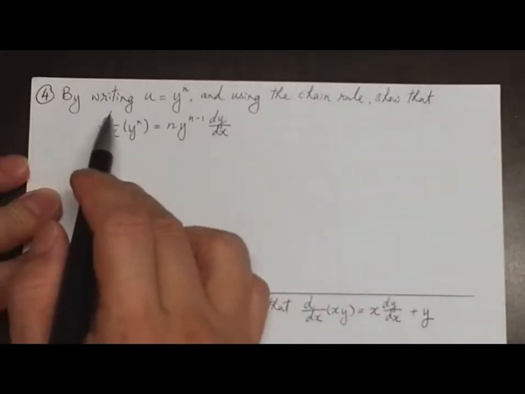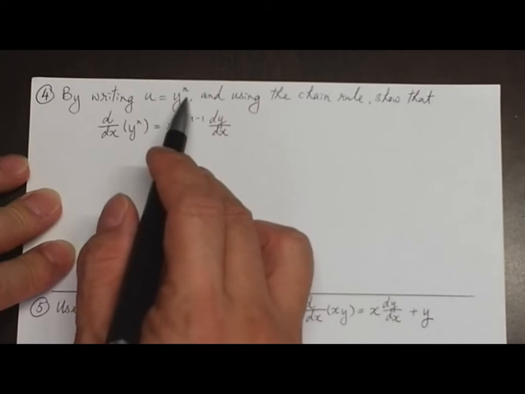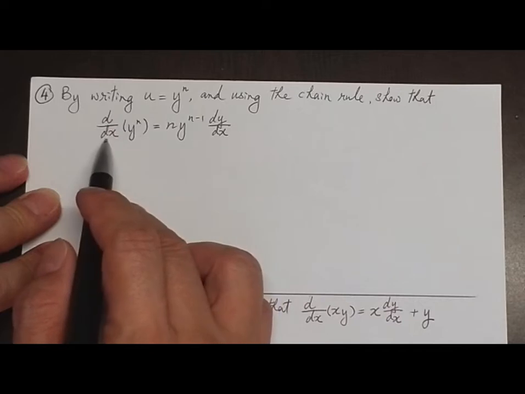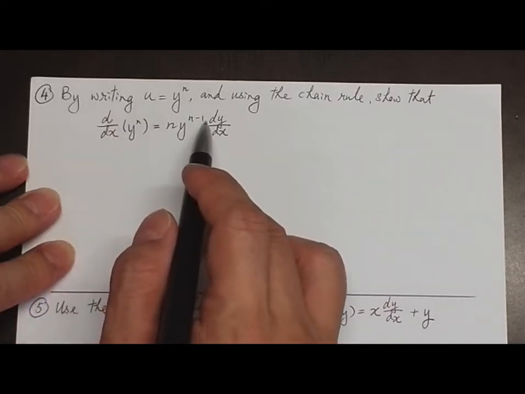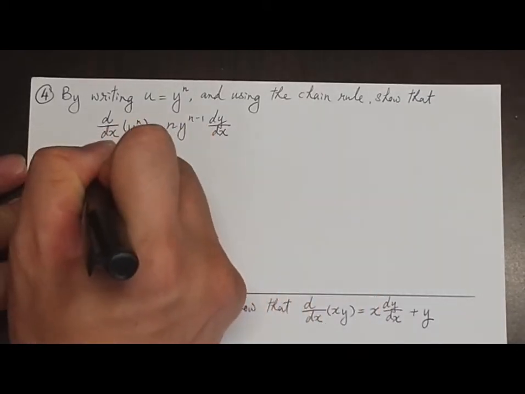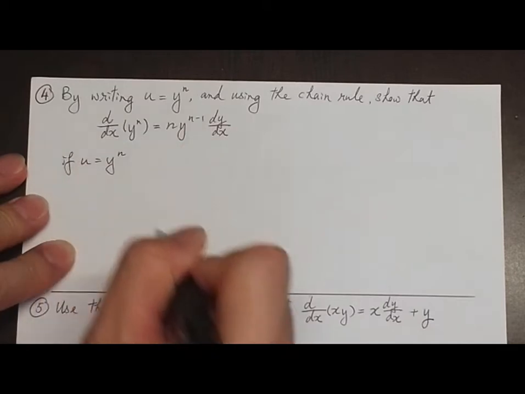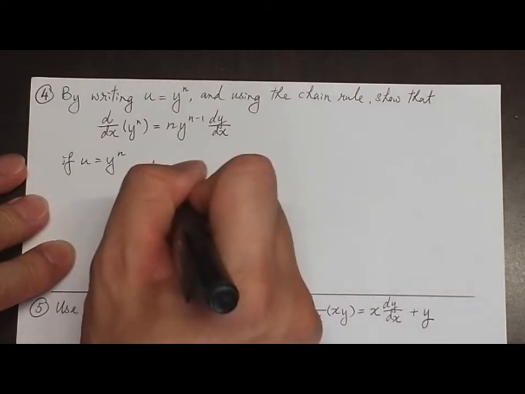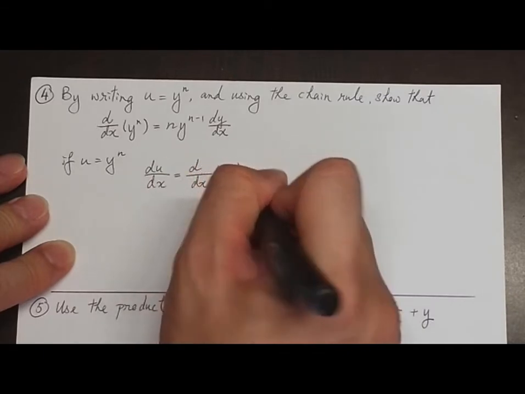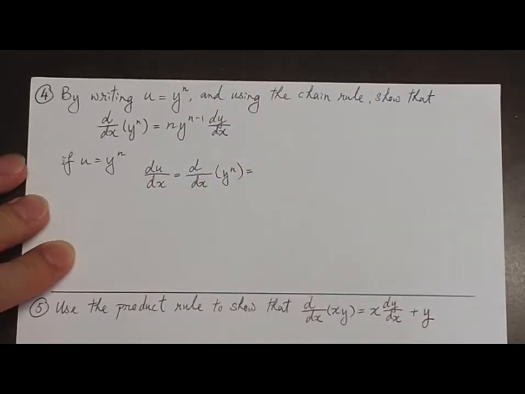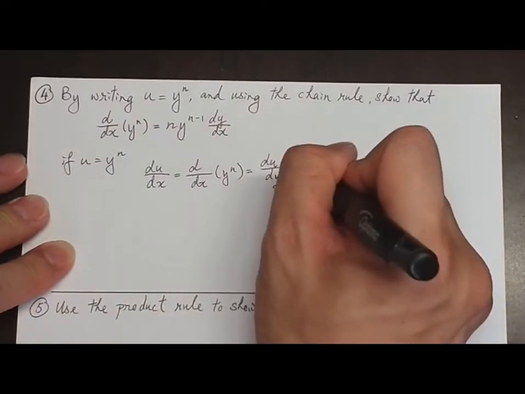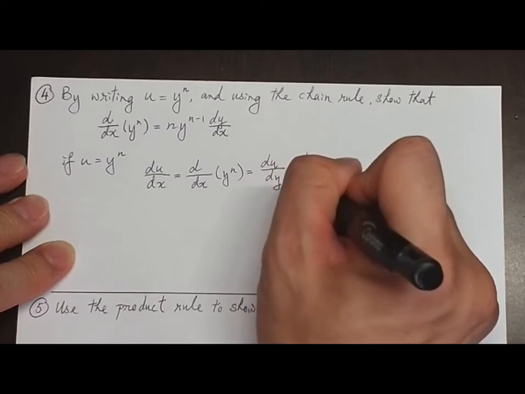Question number 4. By writing u equal to y to the power n, and using the chain rule, show that d y to the power n by dx equal to n y to the n minus 1 multiplied by dy by dx. So if u is equal to y to the power n, du by dx is equal to d y to the power n by dx, and by the chain rule is equal to du by dy multiplied by dy by dx.